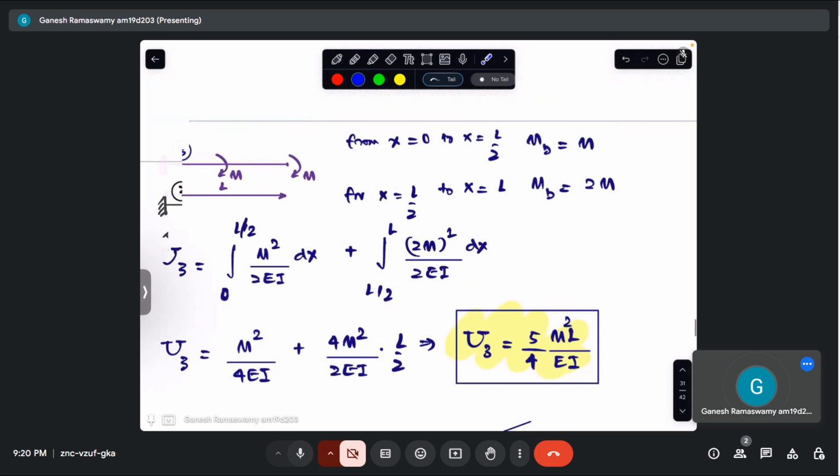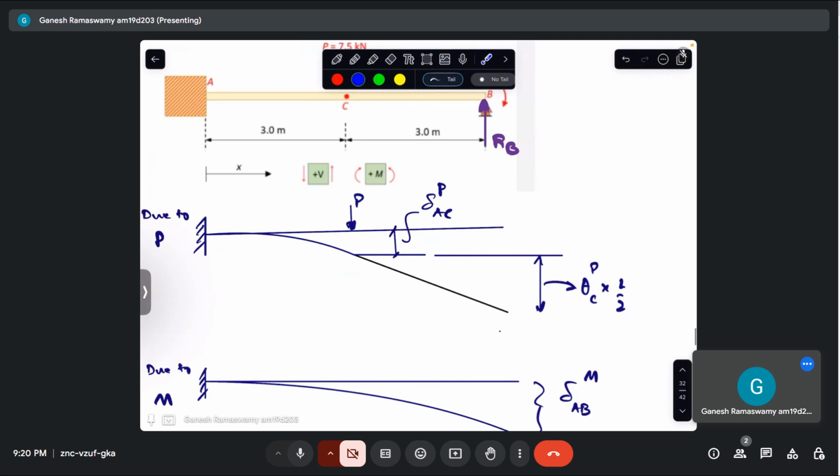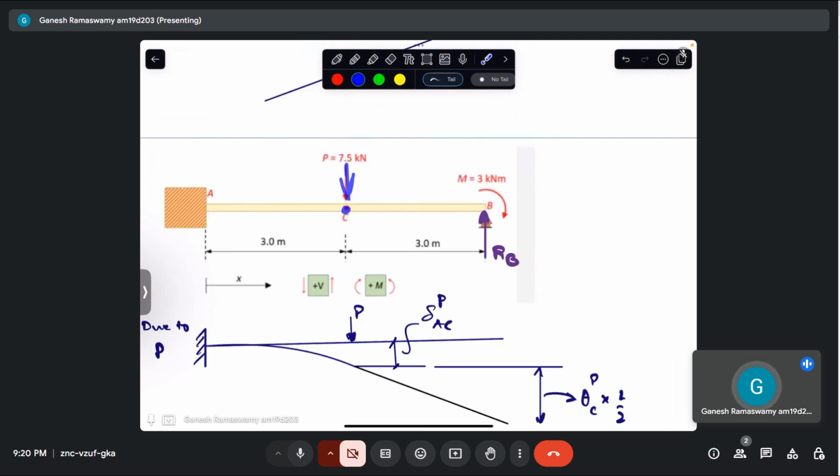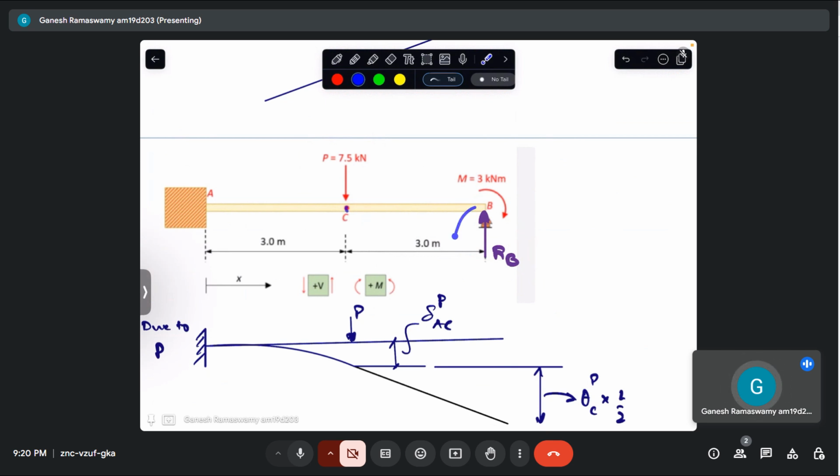How can that be done? Using superposition, it is very clear. At point C, I know the deflection due to this load. It is nothing but P into (L by 2) whole cubed by 3EI. Now this will actually try to nullify. So when we are dealing with point C, we should take the reaction RB here as well as a couple RB L by 2. The cumulative effect of these two will come at point C due to RB.